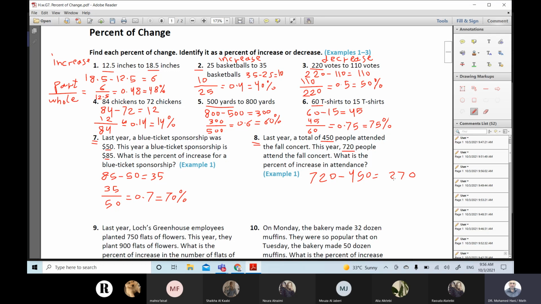Now, who can tell me what is the original number? What is the original number? 450. Great, Moza, 450. Now we want to divide 270 divided by 450. The answer will be 0.6. As a percent means 60%.